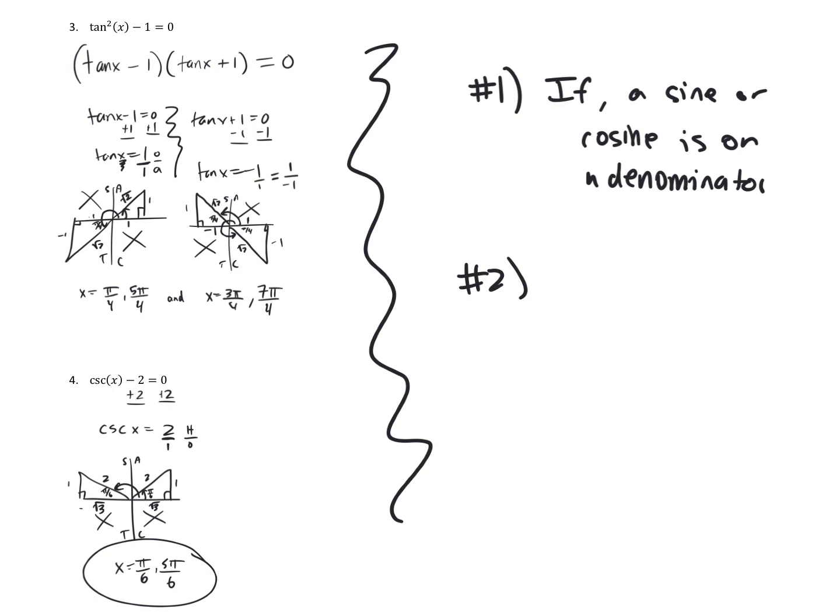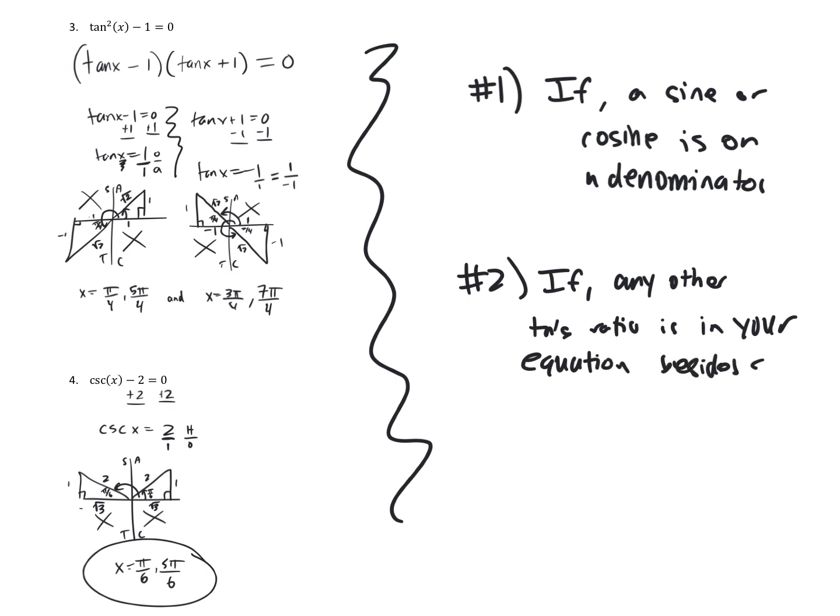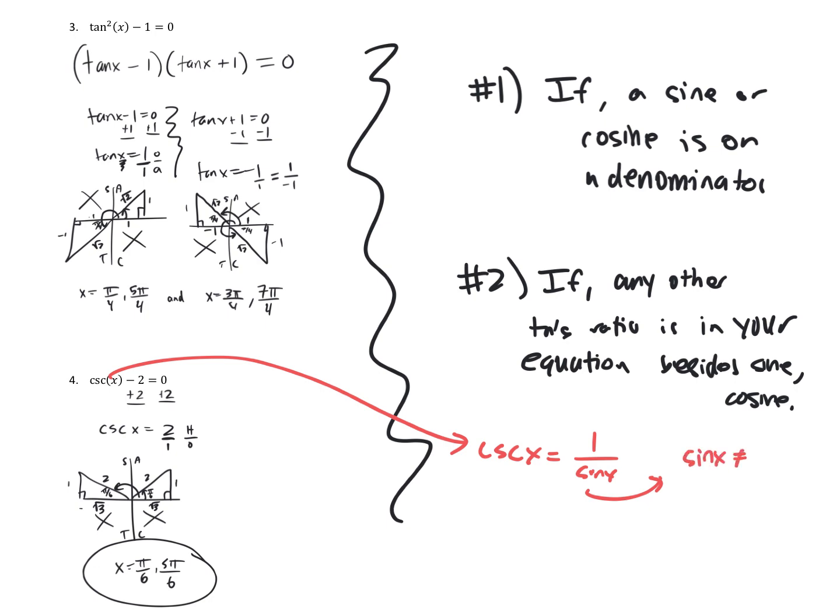The second situation, if any other trig ratio besides sine or cosine is in your function, or your equation, I'll say, you need to check for extraneous solutions. So for example, in this bottom one, I know that I have a cosecant of x. The cosecant of x, that's the same exact thing as 1 over the sine of x. So we do need to find where the sine of x is not equal to 0.